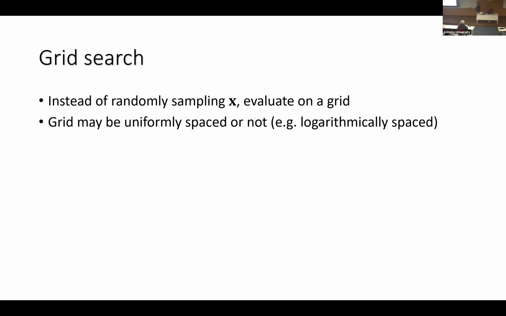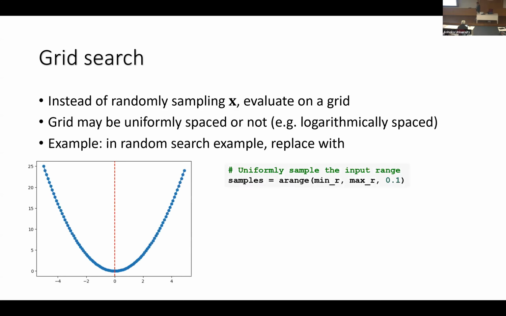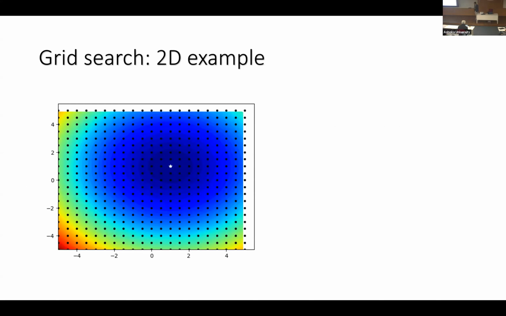For example, if you have to search a parameter between 0 and 0.1, instead of searching 0.001, 0.002, and so on, just space it logarithmically. So you search from 10 power minus 5 to 0.1. So minus 5 to 1, 10 raised to the power. Right? So in Python, you would just write a simple command like this: arange, minimum R, maximum R, and 0.1. So this will give you all these points. 0.1 is the distance between the samples. So that would be the grid.